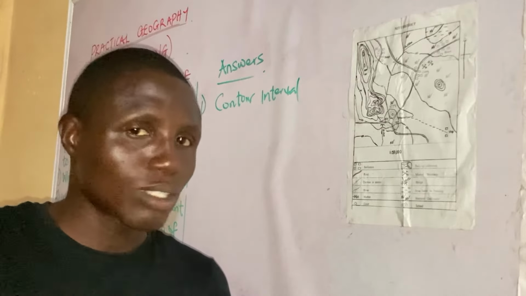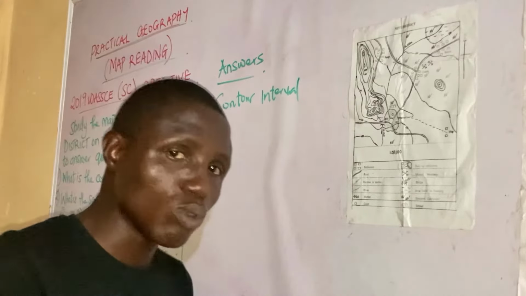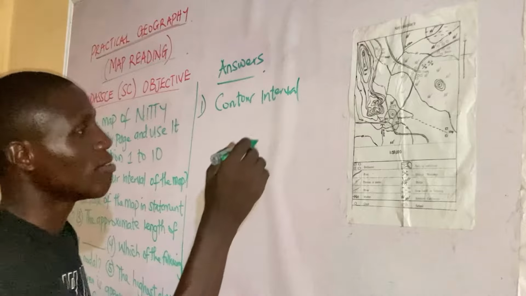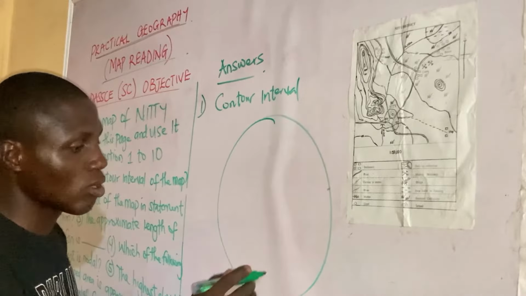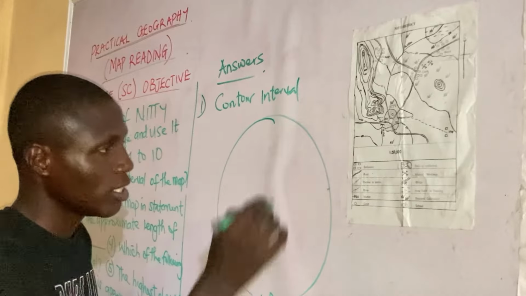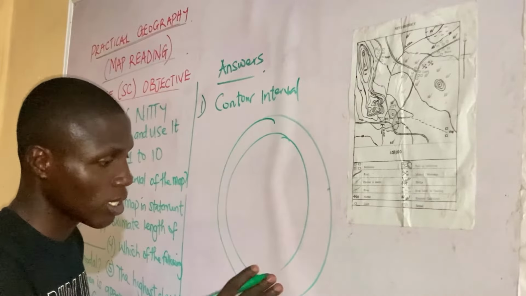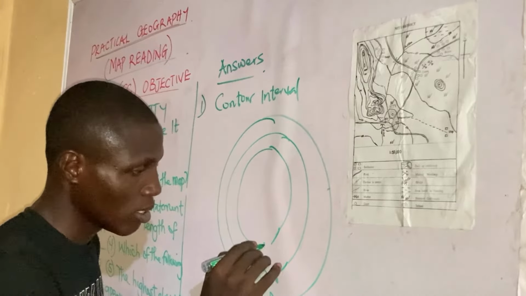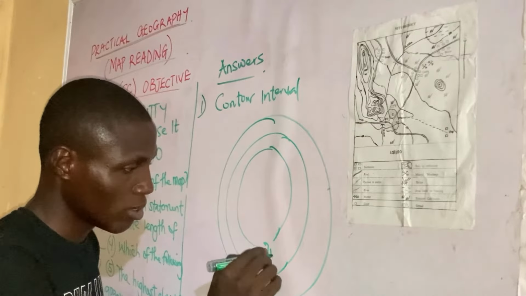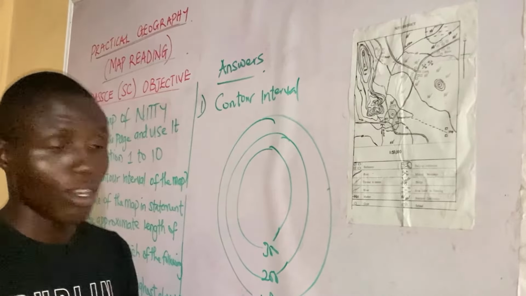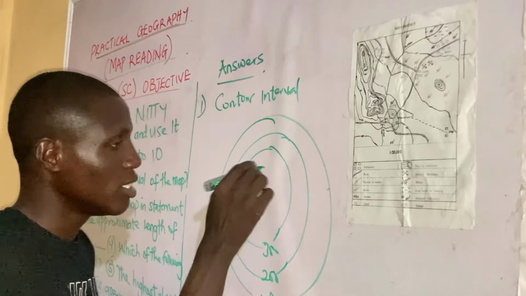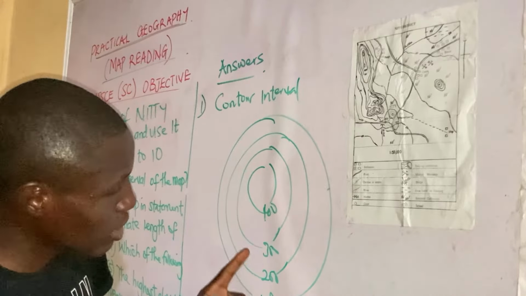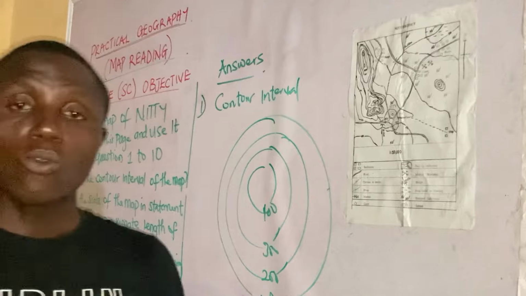So what is contour interval? Contour interval is the difference between one contour and the next contour line. For example, if I have the contour from sea level to 100, the next one will be 200, next one 300, and so on and so forth, 400. You can see the equal interval here is 100, 100, 100. So the equal interval here is 100.